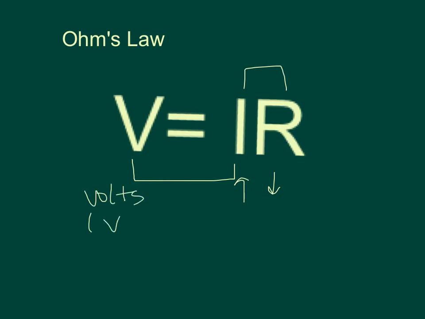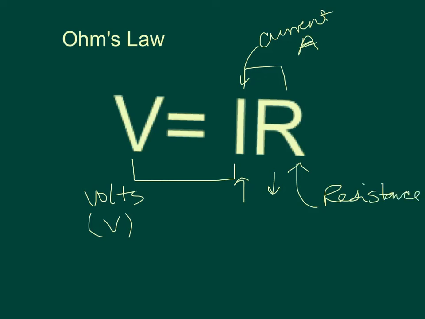Abbreviated V, how about that? That's easy. Why can't all of our things be that easy? I is current, and that's measured in amps. And R is our resistance, measured in ohms. And most of the time we are given ohms.